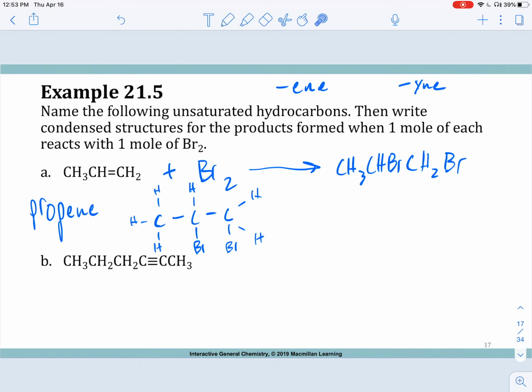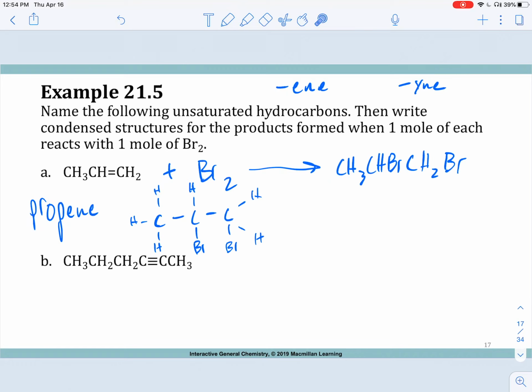So that's what I'll write. I'm not a big fan of condensed structural formulas like this. They're just kind of messy, but that's how we would write it condensed. So you just kind of write out what you see, including the H's first, and then write them out. And okay, let's look at the next one. Next one, what do we have here?